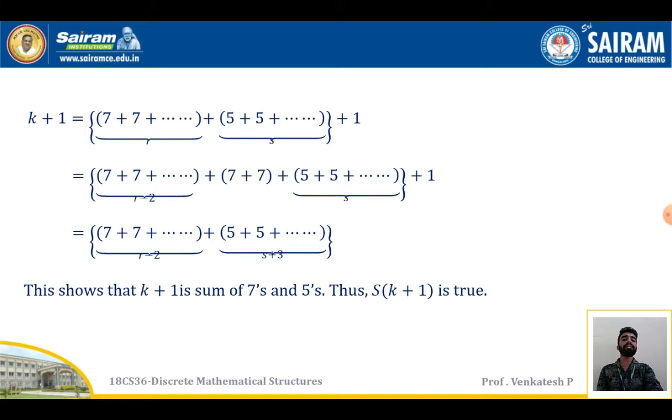So I can combine this with the s number of 5s. I will be getting 7 plus 7 for r minus 2 times, plus 5 plus 5 for s plus 3 times, since I am adding this 15 with this 5 series, like 5 plus 5 plus 5. So I am adding 3 extra terms here, and I will be getting s plus 3. Same thing here also: k plus 1 also I am getting as all 7s for r minus 2 times and all 5s for s plus 3 times. So it shows that k plus 1 is also a sum of 7s as well as 5s. Hence I can conclude that S(k plus 1) is true here.